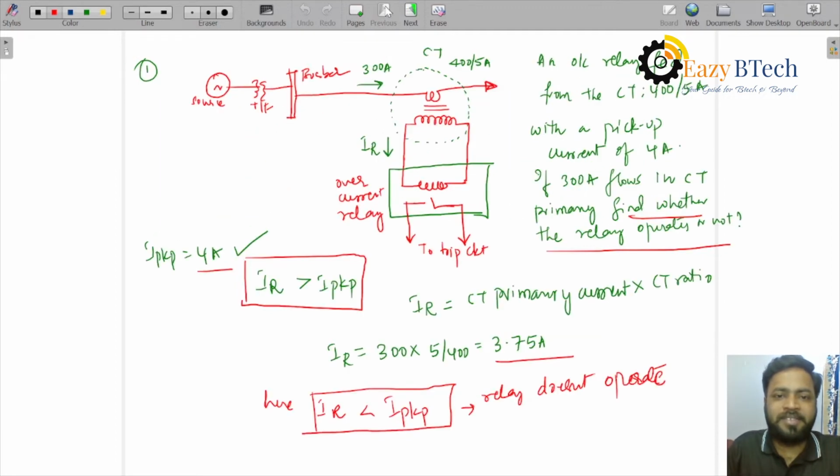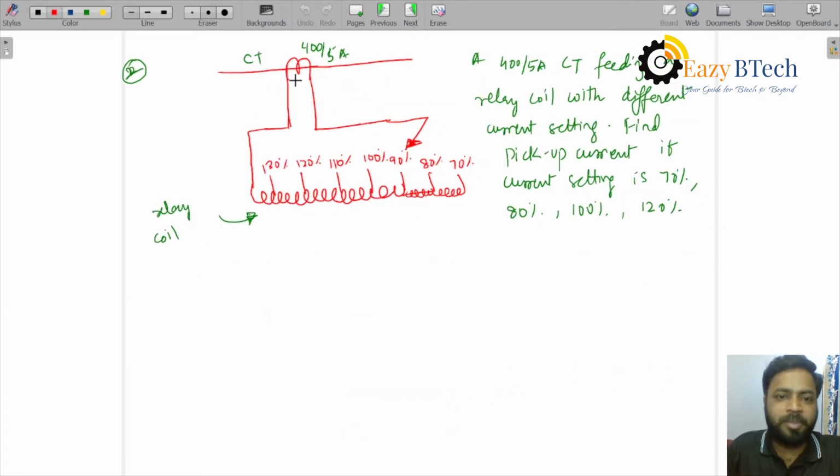Let me go to the second question. The relay is actually connected to the CT like this. So this whole setup from now I will be showing in this form, this symbol. So here also we have a feeder and a relay coil. This is the relay coil, and to this relay coil there are different tap settings. Why these tap settings are present, I have already explained in my current setting video. So these tap settings for this relay coil will help to adjust the pickup current of the relay.